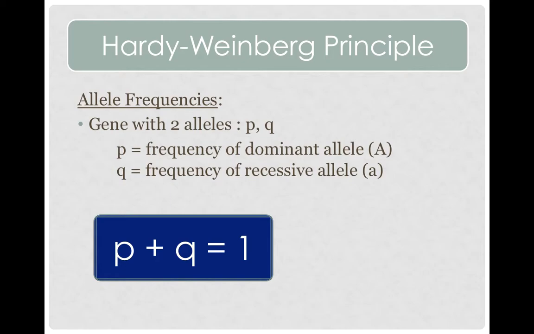We always assume in the Hardy-Weinberg principle that the total of P plus Q is equal to 1. So the frequency of the dominant allele plus the frequency of the recessive allele is equal to 1. It's also important to note that because of this mathematical property, we can assume that 1 minus P is equal to Q, and 1 minus Q is also equal to P.